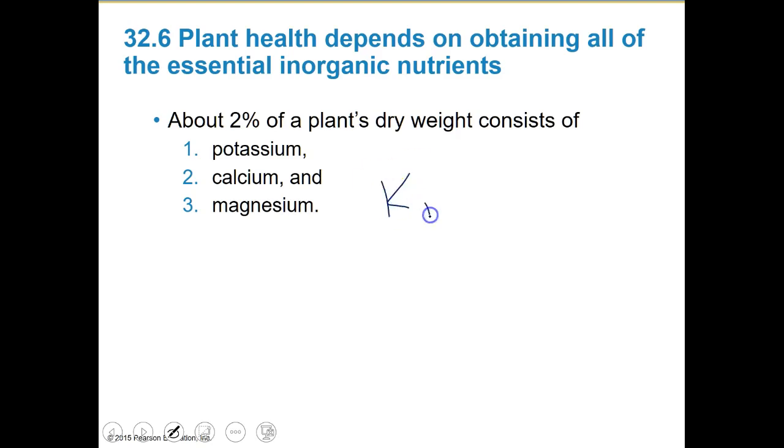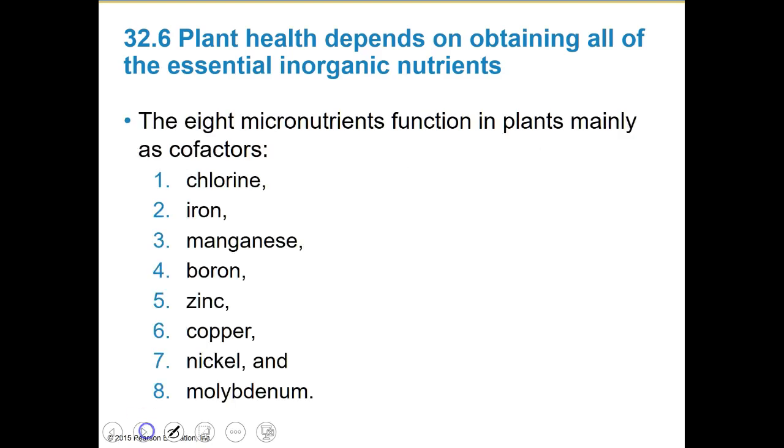So potassium, calcium, and magnesium are always important too. I would say they're usually ions. Is it Ca2+? I can't remember. I have to look it up. Easy fix. Now, here are the 8 micronutrients that we also still need.